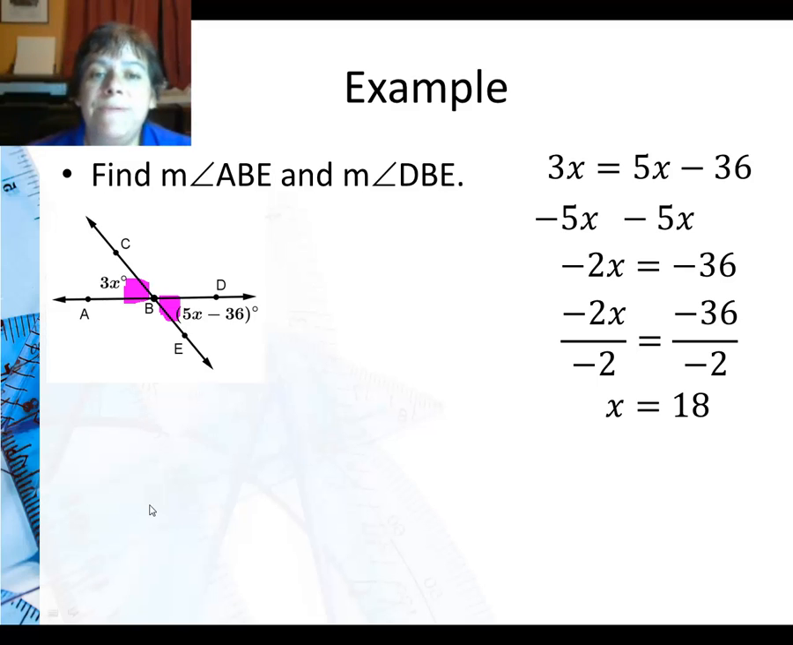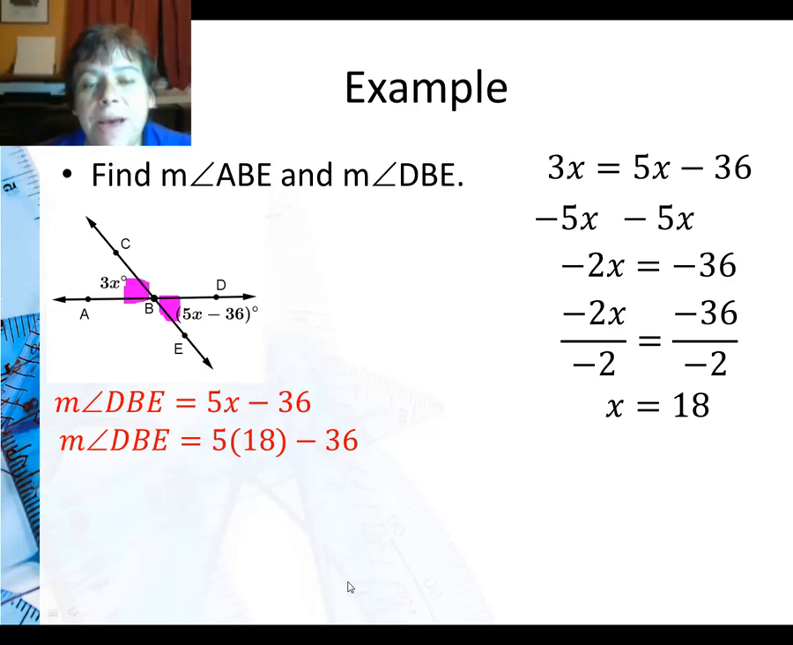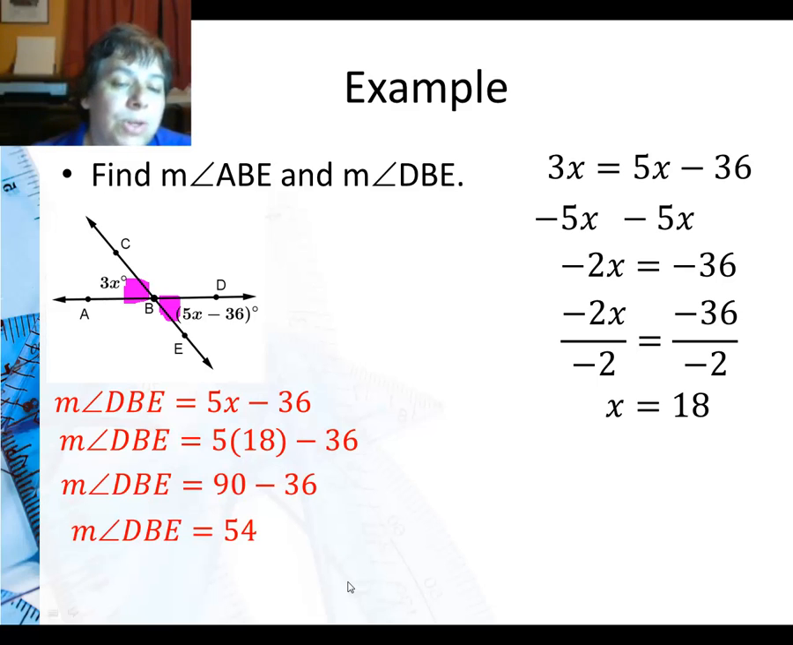Now I'm going to go ahead and find angle DBE. It would actually be easier to find ABC and then say, oh, it's the same, but I'm going to go ahead and do DBE. So DBE, the picture says, is 5x minus 36. That's a given. Substitute in the 18, and I get 5 times 18 minus 36, or 90 minus 36, which is 54. So I can say the measure of angle DBE is 54 degrees.